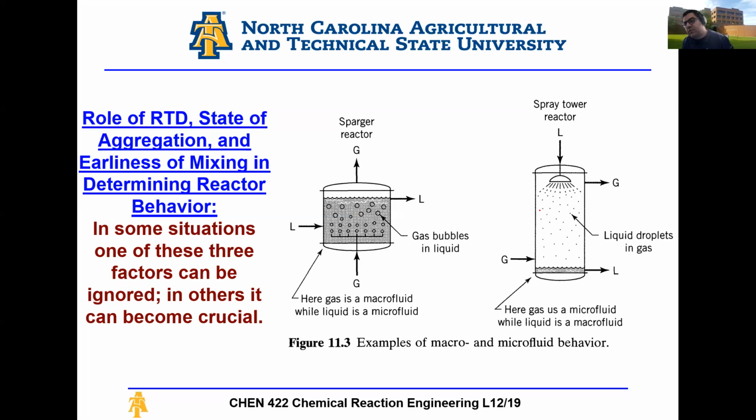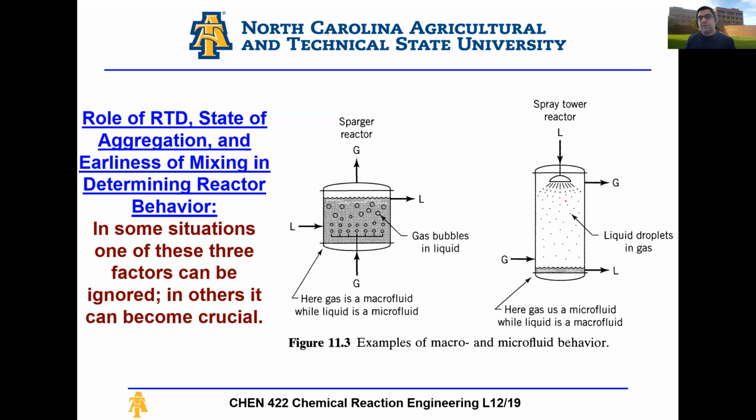On the other hand, you have a spray tower reactor. The gas is a microfluid, the liquid is a macrofluid, because I'm spraying liquid droplets on the top. And in this case, this is the opposite of the bubble column. Here, the gas is being dispersed in a continuous liquid phase. Here, the liquid is being dispersed in a continuous gas phase. So the same idea happens, however, from the opposite side.